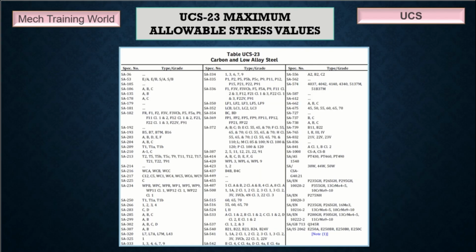And let's see what are the materials given in the UCS-23 table. These are the materials you will find in the UCS-23 table which are allowed by the code. And you can find maximum allowable stress values for these materials in ASME section 2 part D. This is all about UCS-1, UCS-5 and UCS-23. I hope this session is useful to you. In the next lecture we will see some more important clauses.